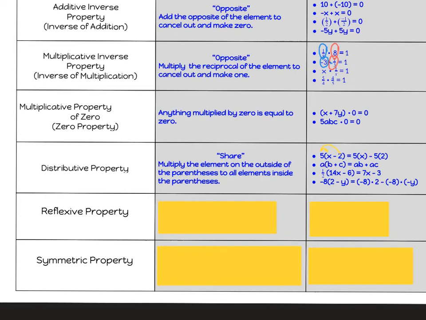Reflexive property, think of a reflection. And so the left side value is going to equal the right side value. And it's basically a reflection. They mirror each other.